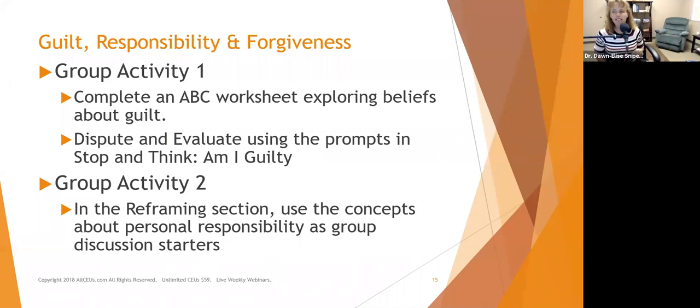In the reframing section, there are a lot of concepts about personal responsibility that you can use as group discussion starters to help people in a group start talking about, what is my responsibility? It's my responsibility to try to be kind. Yes, that's my responsibility, to try not to hurt people. But sometimes people are going to get their feelings hurt or whatever. It's my responsibility to be honest, to do all these things. But what's not my responsibility?